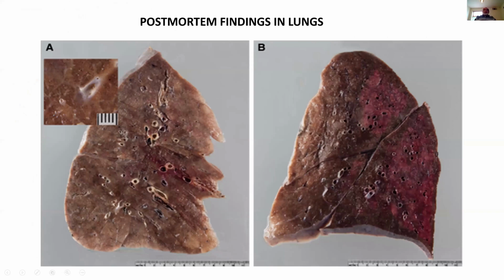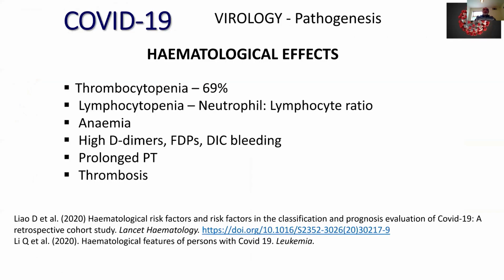Briefly, hematology. Thrombocytopenia is common. So when people get thrombocytopenia, we get really alerted, and we always make sure that this is not COVID. Lymphocytopenia is also seen in a number of people. One of the prognostic markers is the neutrophil to lymphocyte ratio. It gives a significant prognosis if it's high, and many people are anemic. The D-dimer and fibrin degradation products go high. Some people go on to have bleeding.